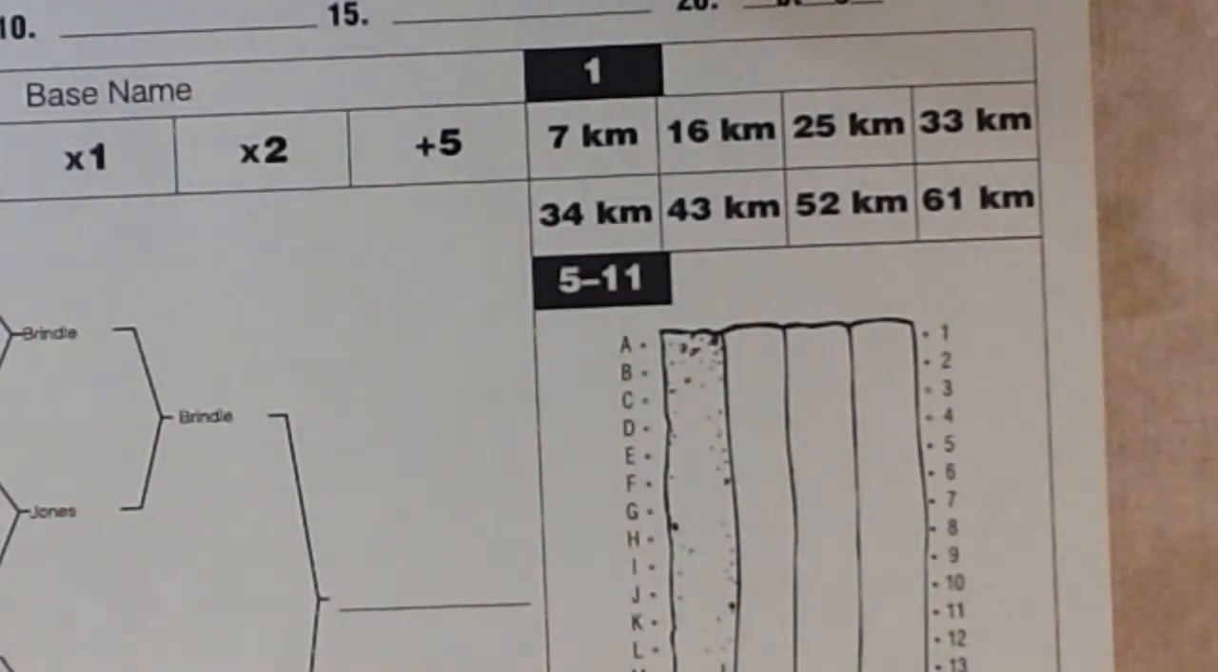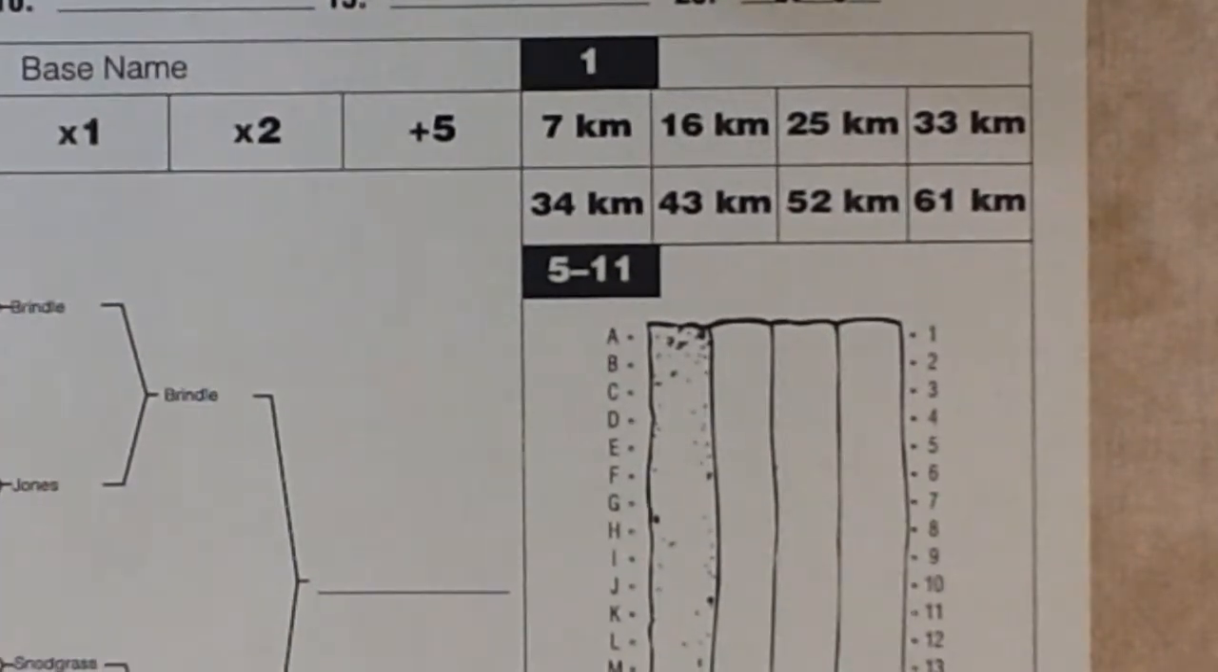Clue number 4, it is less than 50 kilometers. Clue number 5, you can't divide it evenly by 5. And clue number 6, it is an even number.